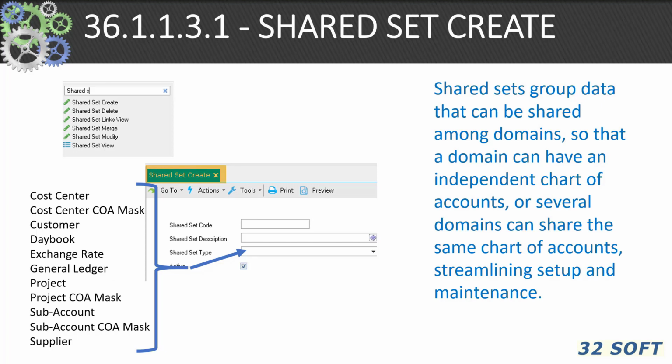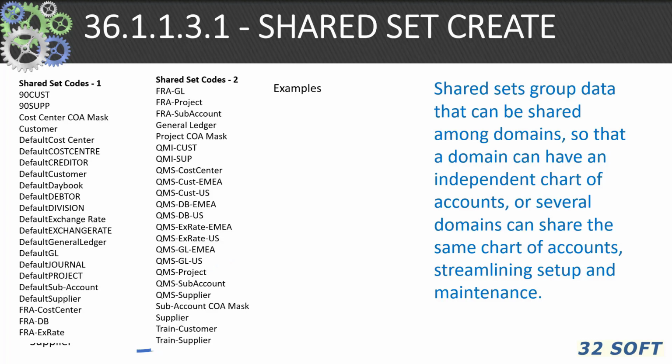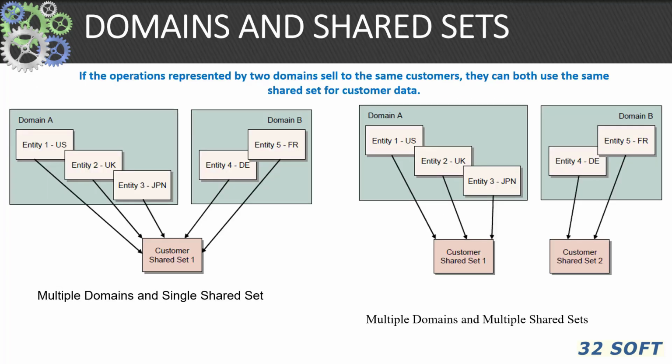The 36.1.1.3.1 shared set create allows you to create sets or groups of data that can be shared among domains, so that a domain can have an independent chart of accounts or several domains can share the same chart of accounts, thus streamlining setup and maintenance. And here are some examples of shared sets that might be applicable. For example, if the operations represented by two domains sell to the same customer, they can both use the same shared set for customer data.